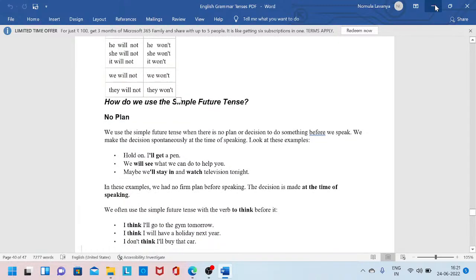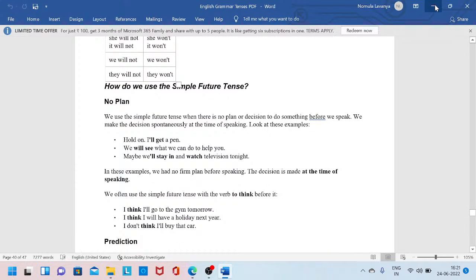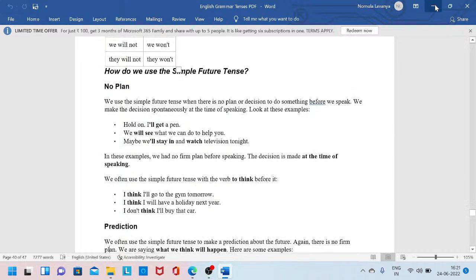So we often use the simple future tense with the verb "to think" before it. "I think I will go to the gym tomorrow." "I think I will have a holiday next year." "I don't think I will buy that car." So see here it's very simple. Okay, these are very simple.